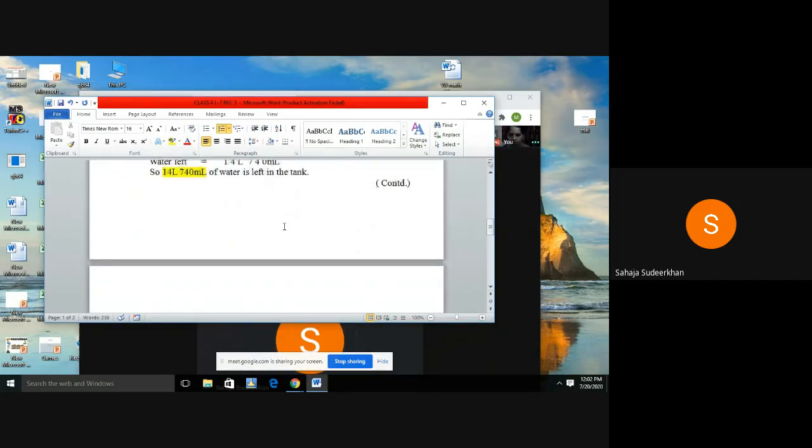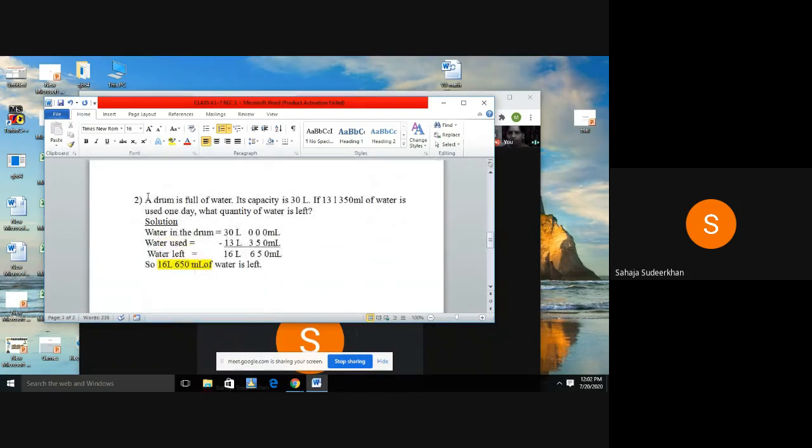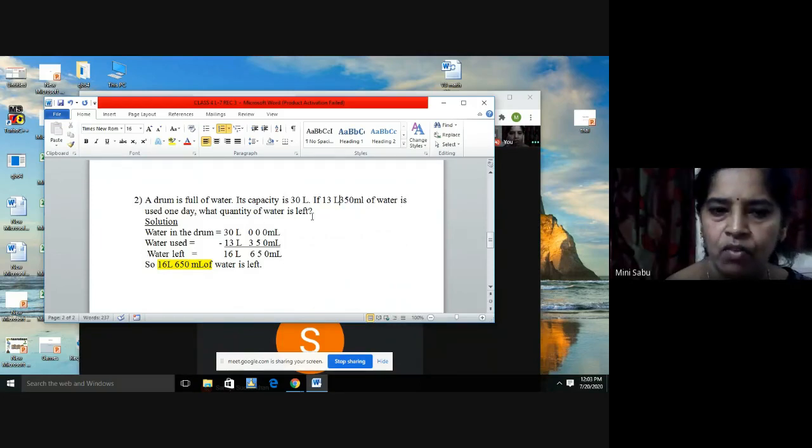Okay, good, thank you. Now there is one more question for you. A drum, you know what a drum is? Drum means tanki, in Hindi. A drum is full of water. Its capacity is 30 liter. If 13 liter 350 ml of water is used one day, what quantity of water is left?